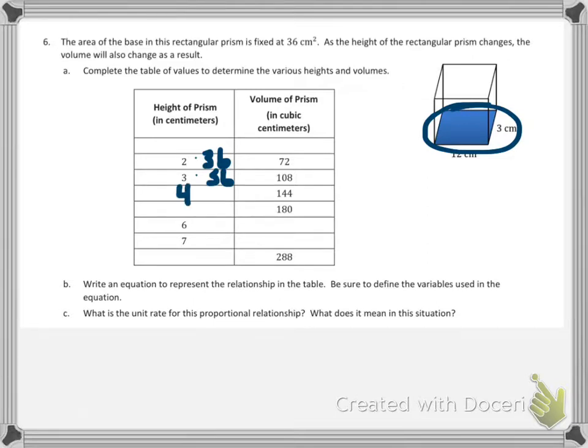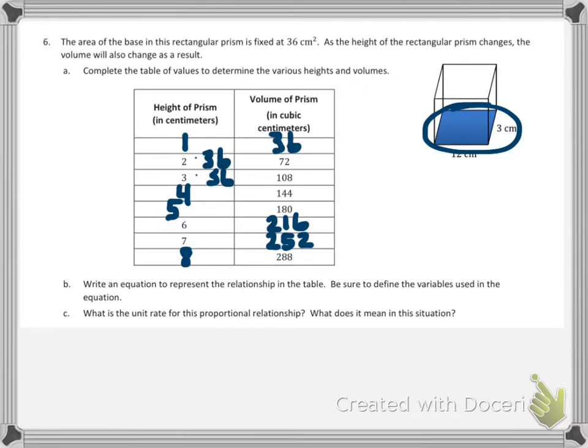Probably could have figured that out, right? That means this one's going to be a 5, or 180 divided by 36 is 5. 6 times 36 will be our next volume, which is 216. That's going to go right here. 7 times 36 is 252. That one's going to go right here. And then this one obviously would be an 8. To get the first one, we've got a 1, and 1 times 36 would be 36. So there's our table.